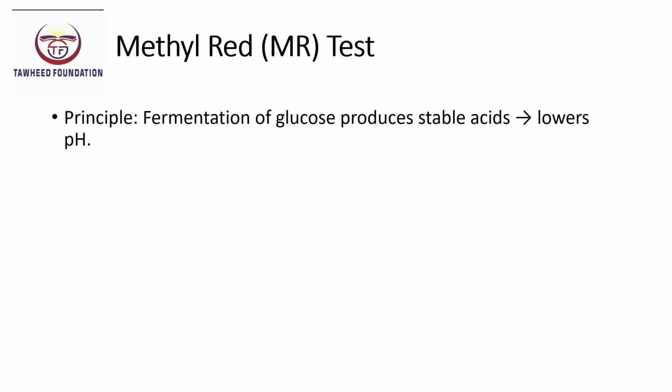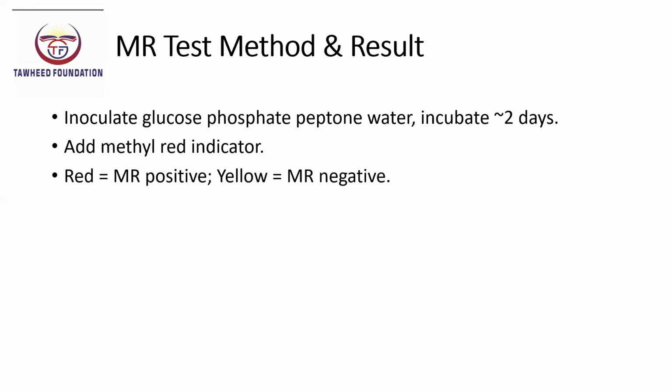Bacteria performing mixed acid fermentation produce a significant amount of acid such as lactic acid, acetic acid, and formic acid that stabilize the low pH. The test uses methyl red indicator, a pH indicator that turns red at pH less than 4.4, which is acidic, and yellow at pH larger than 6.0, which is neutral to basic.